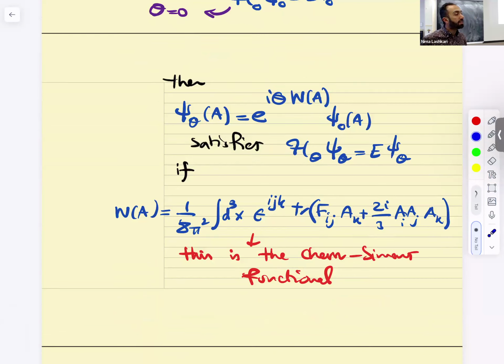You could explicitly check that e to the power of i theta times this guy, times psi naught, you plug it inside this equation, you see that it solves this equation, if psi 0 solves the theta equals 0 case. Theta is in here, right? It's in the Hamiltonian. Any questions?